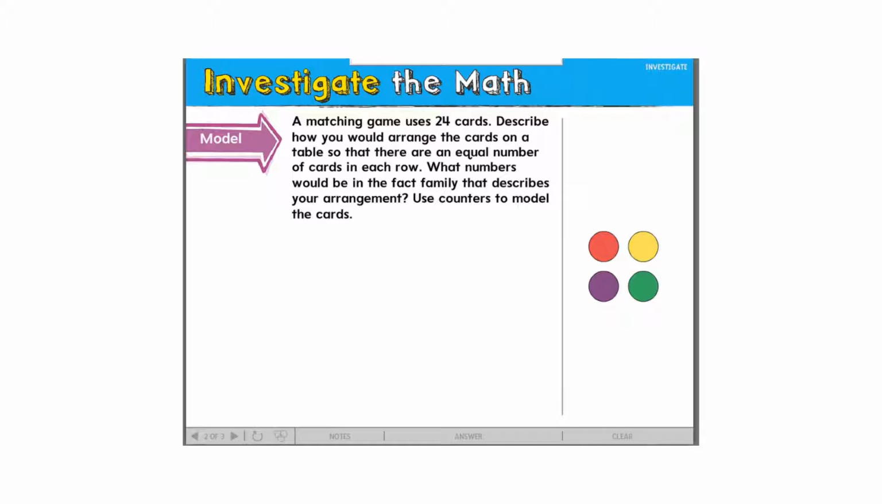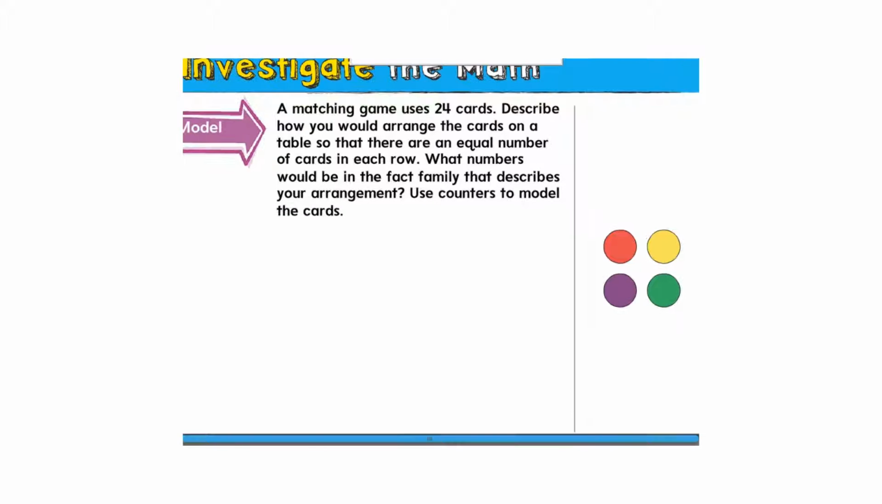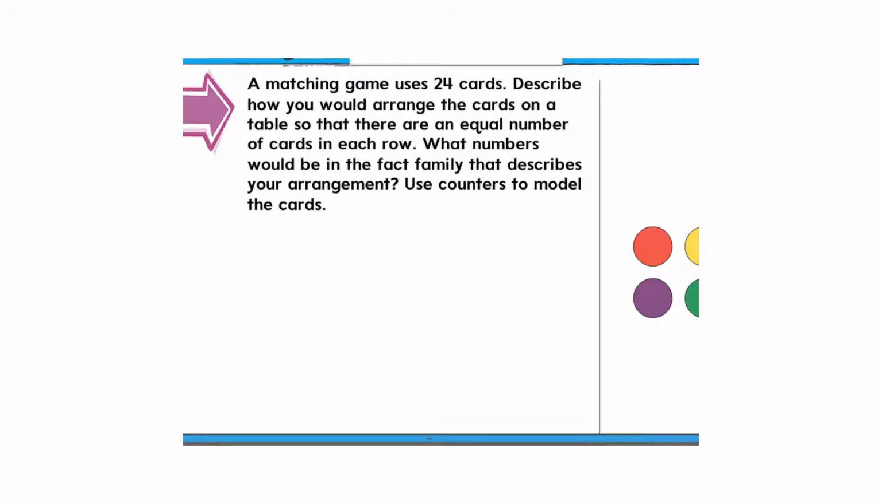We're not going to use counters to model the cards because you don't have counters in front of you. So just look at the question. A matching game uses 24 cards. Describe how you could arrange the cards on a table so there are an equal number of cards in each row. What numbers would be in the fact family that describes your arrangement?